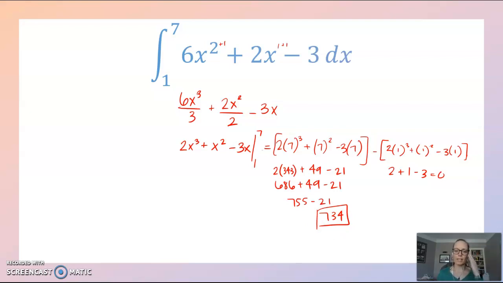And remember that in finding a definite integral, what we're saying is that the area under this curve, or I should say between the x-axis and the curve, from 1 to 7 is a total of 734 units. I would encourage you to punch this into a calculator and take a look at that quadratic there and see what that looks like.